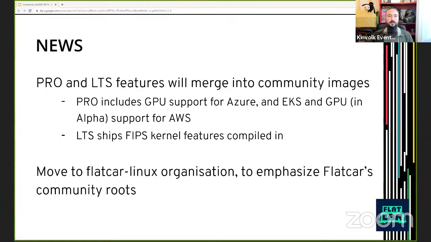Also, there's this long-term distribution that we maintain for over a year. And that has a special something compiled in, which is FIPS kernel features that are activated by default. And those are going to the regular community images as well. I hope you really like it. Let us know how you feel about that.